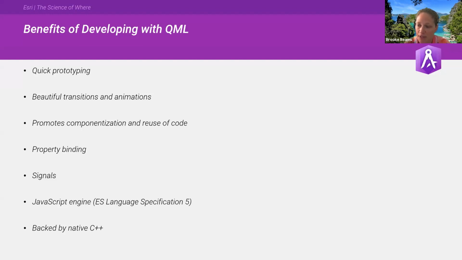In QML, we have signals, and those are basically events. And so within a signal is where you write your application logic, which is your JavaScript. So, apps with AppStudio are developed with both QML and JavaScript. So if you are a web developer or you have JavaScript experience, developing mobile apps will be that much easier for you. And then finally, QML is backed by native C++. So the code actually runs really fast and really efficiently.